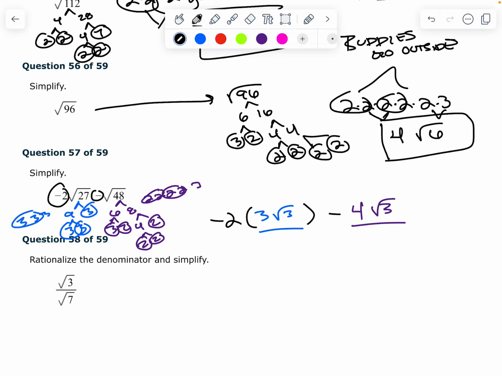And now I can start to combine things. Negative 2 times that would be negative 6 root 3 minus 4 root 3. They have like terms now. I can combine the negative 6 and negative 4 and make it negative 10 root 3.